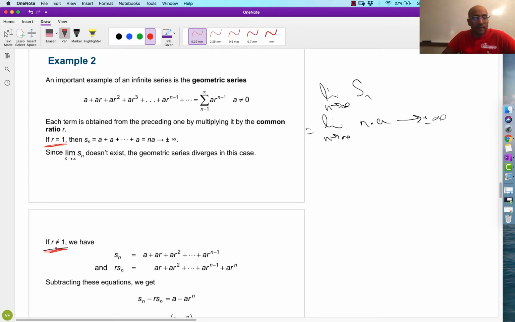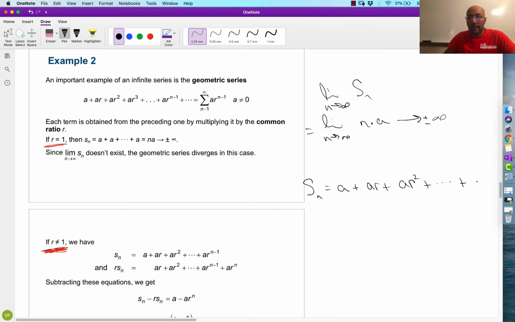If r does not equal 1, in all other cases, let's do this right here. So what is that? Let me expand on that a little bit. We want to find the sum of the first n values. So s sub n equals a, the first term, and then ar, and then ar squared, and so on.